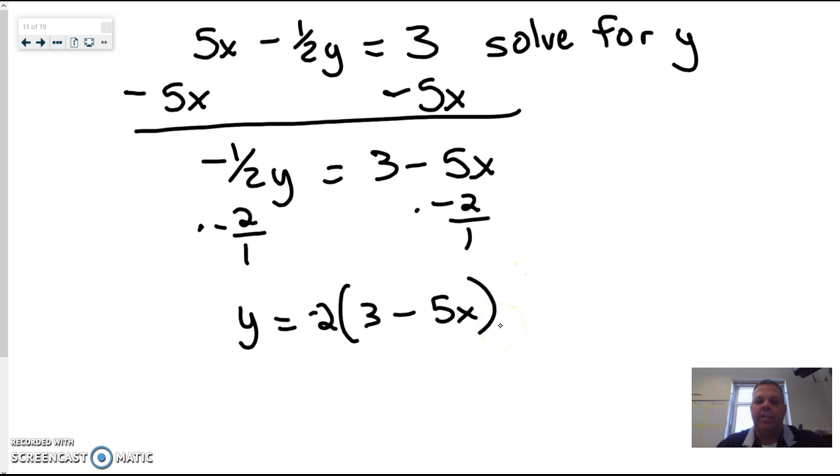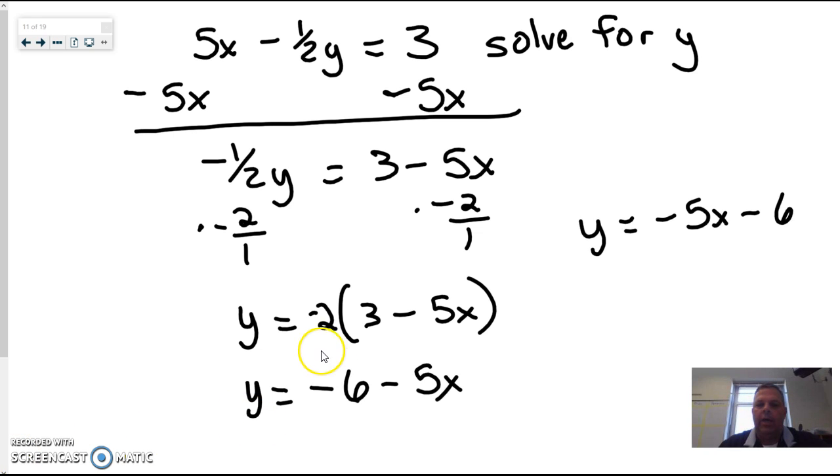I am still not done yet because now I need to distribute the negative 2 with the 3 and the negative 2 with the negative 5. After I have distributed, negative 2 times 3, I get negative 6. Negative 2 times negative 5x is actually 5x. And that would change my answer to y equals 5x minus 6.